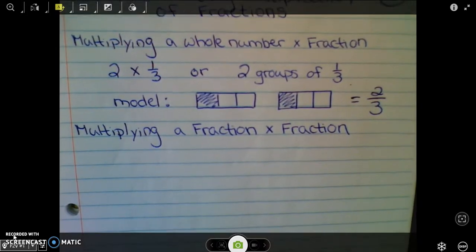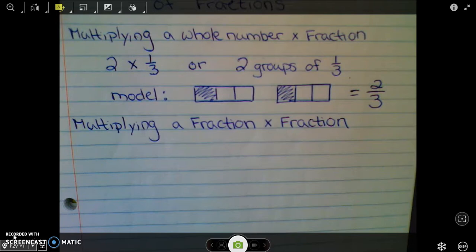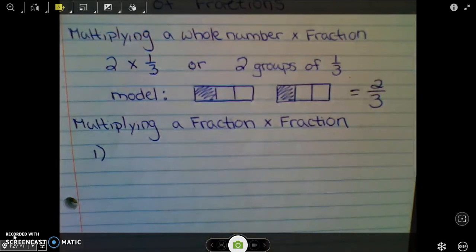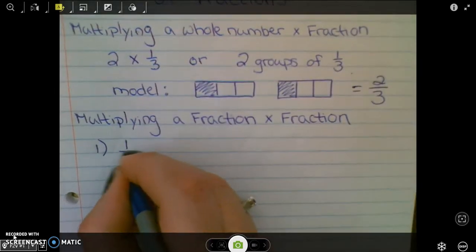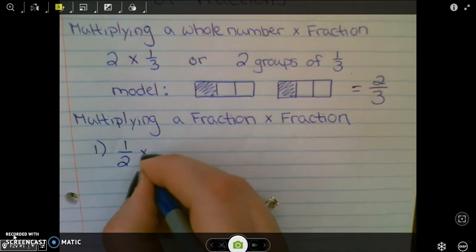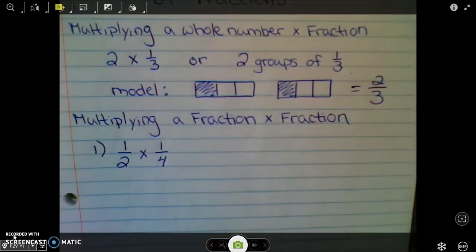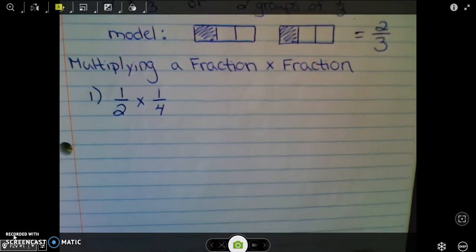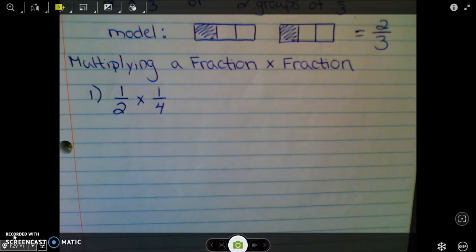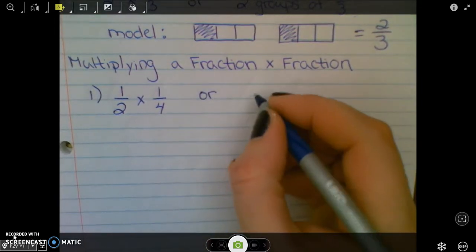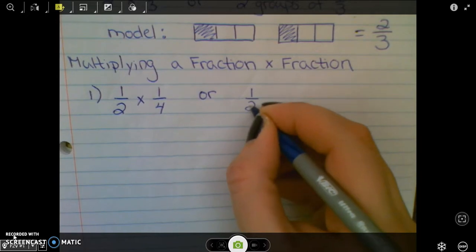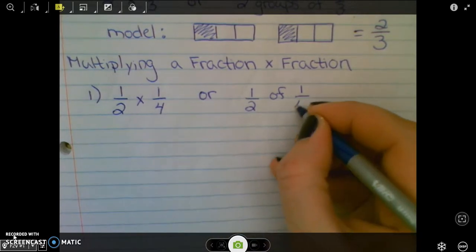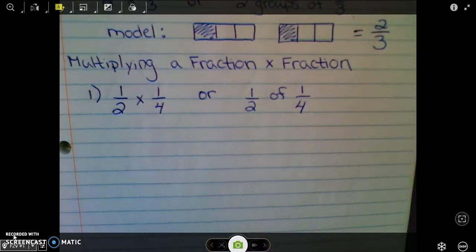And I'm going to do some examples down below. So the first example that I'm going to do is going to be 1/2 times 1/4. So if I look at how we translated the multiplication problem up top, that would mean a half of a group of a fourth, or half of 1/4. 1/2 times 1/4 means a half of 1/4.